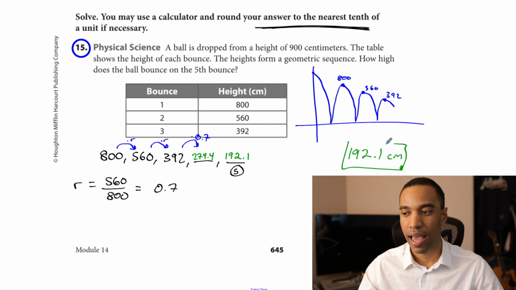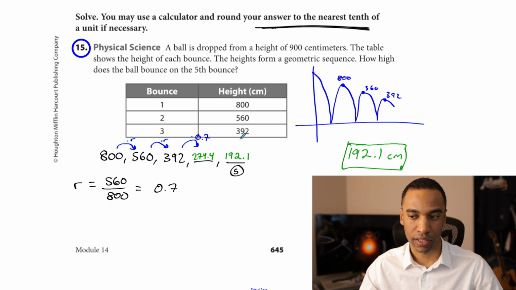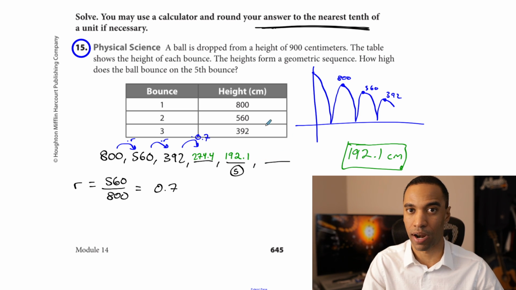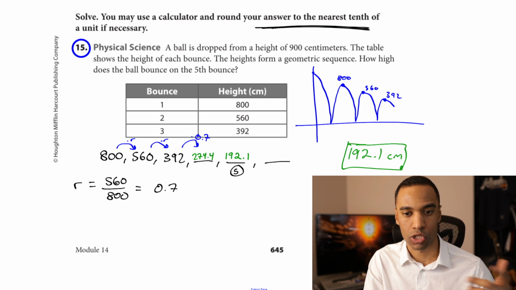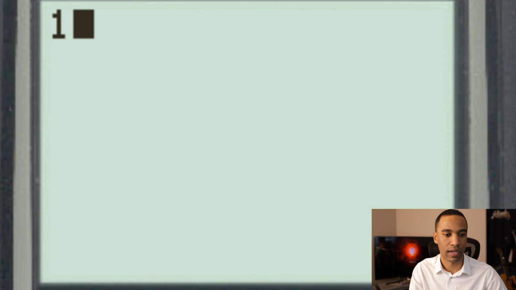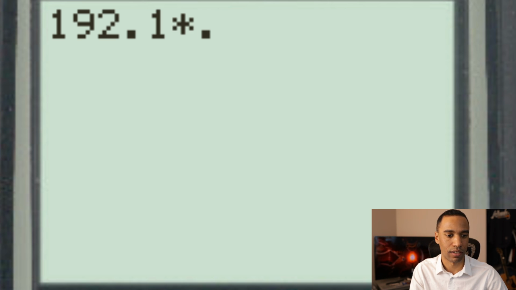However, even if they allowed us to round to the nearest tenth when we write information in a list or in a table, you may not use the rounded value to find the next one. If I wanted to find the 6th bounce, for any reason, I know it's not a part of the problem, but this probably goes in the next problem. If I wanted to find that, I cannot take 192.1 to multiply by 0.7.